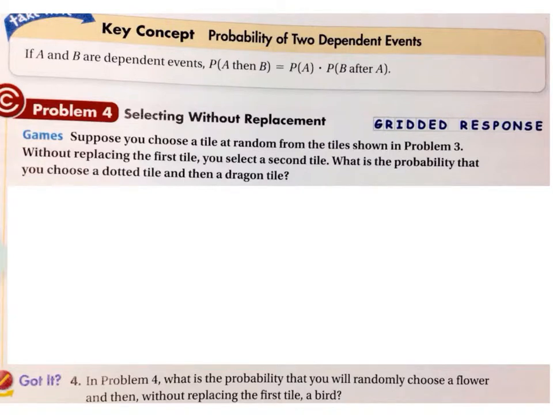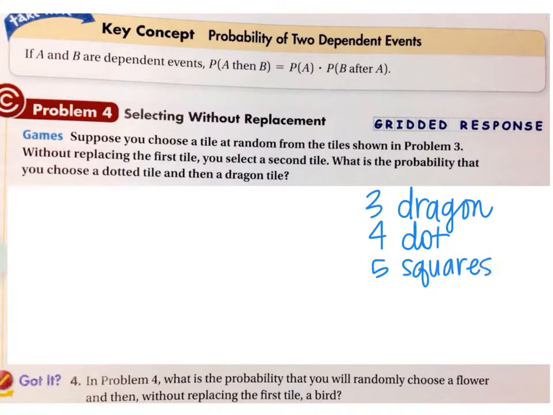Just to refresh your memory from that video, there were 3 dragon tiles, 4 dotted tiles, 5 squares, 2 birds, and 1 flower on the tiles. This is from the video from the night before. So that means there are 15 total tiles, and they're asking without replacement.